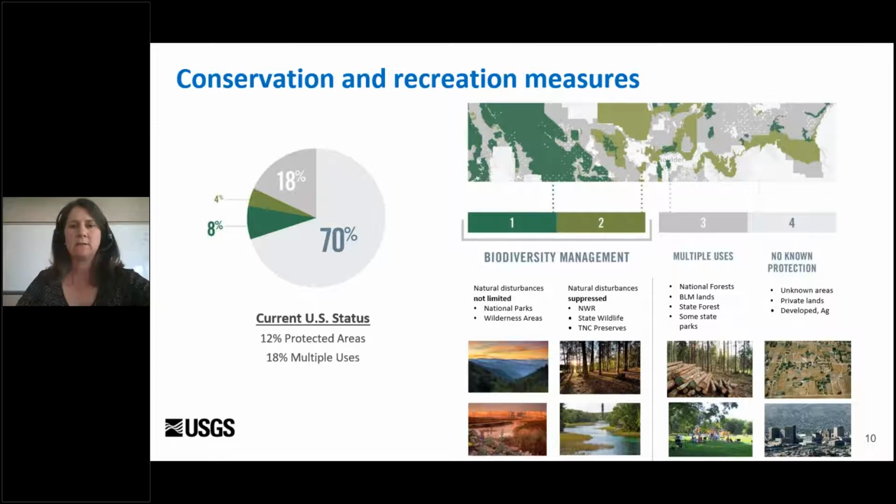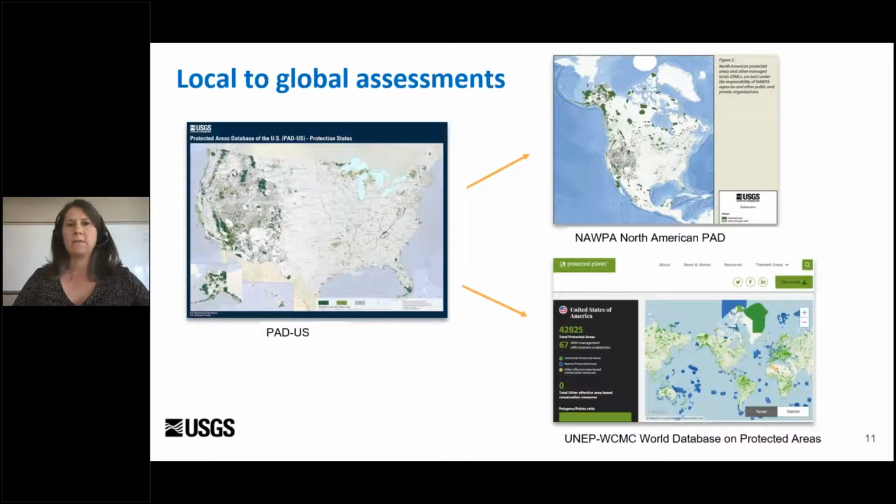USGS began compiling stewardship data in the late 90s to fulfill their analysis mission to assess the conservation status of the nation's plant and animal species by combining PAD-US with land cover and species distribution models in a GIS. Next slide. Subsets of PAD-US are shared with North American and global partners to facilitate large-scale conservation assessments and cooperation across jurisdictional boundaries. For example, IUCN protected areas data from the PAD-US are included in the World Database for Protected Areas. Next slide.